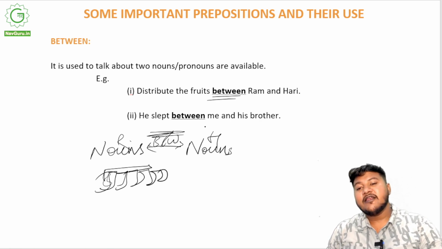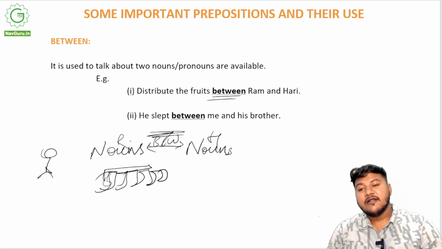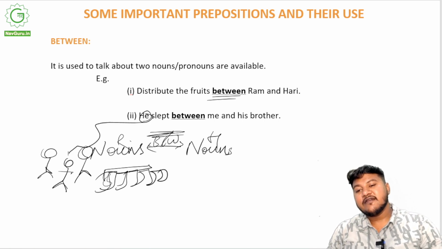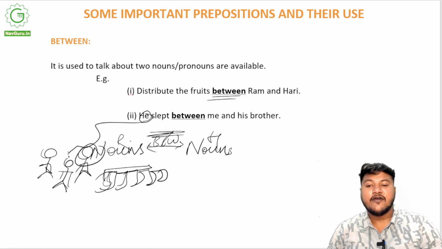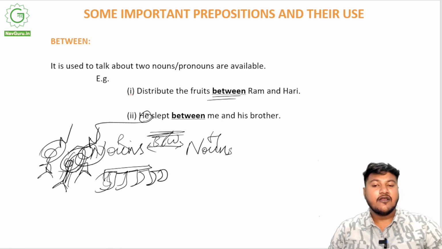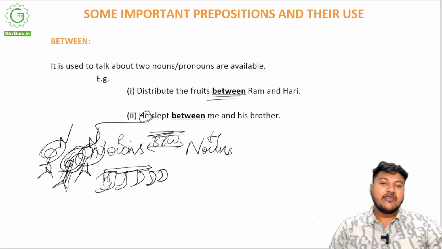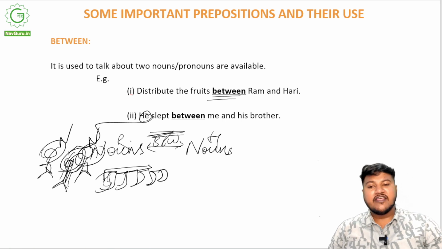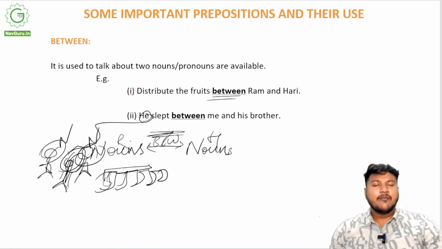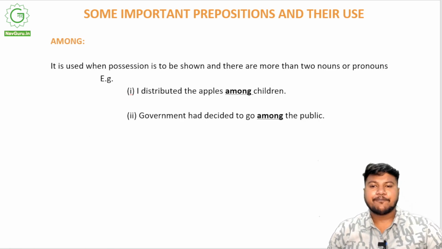He slept between me and his brother. So this is me sleeping. This is his brother sleeping, and then he comes along and he sleeps between us, right? So he's sleeping between one noun, that is me, and the second noun, that is his brother. Both of these are nouns, and this is him, between us. So this is between two nouns or pronouns, and whenever I have to tell something that is in the middle of them, we use between.